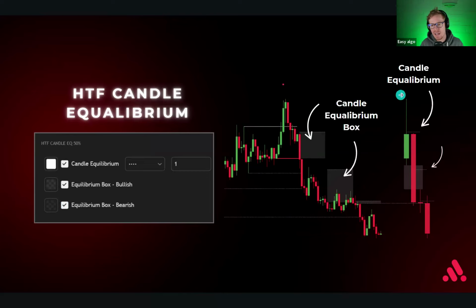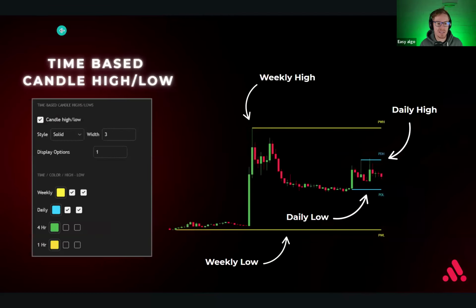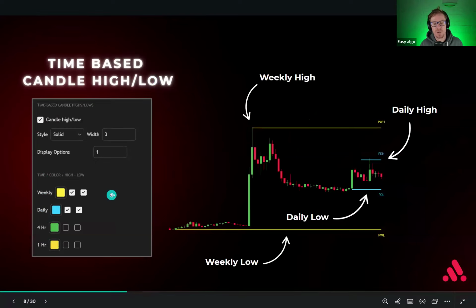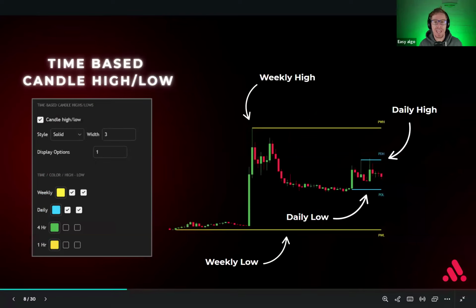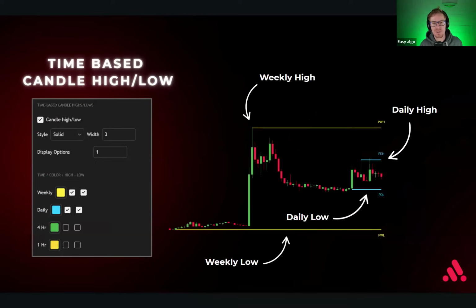Each candle's got a high and a low. And depending on what higher time frame it is, what this function will do, this time-based candle high and low, each higher time frame candle, it'll mark out the high of the candle and the low of that candle on the weekly, the daily, the 4-hour, and the 1-hour, which are fantastic confluences in looking for entry points. So based on this training, we're looking for higher time frame levels. We're waiting for price to come to those levels, and then we're looking for sweeps at those levels.